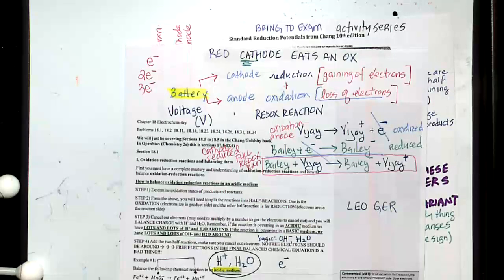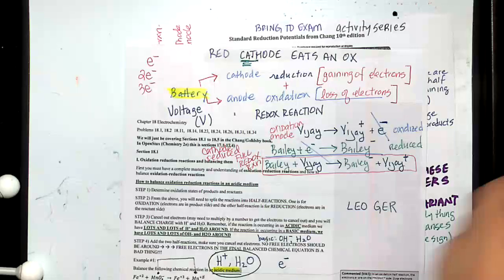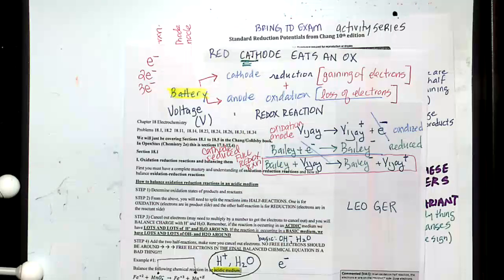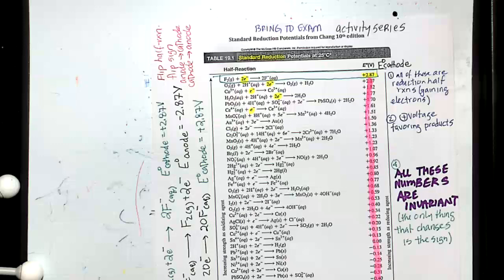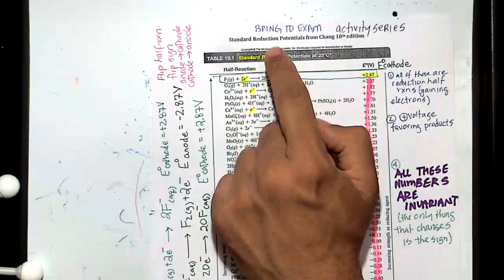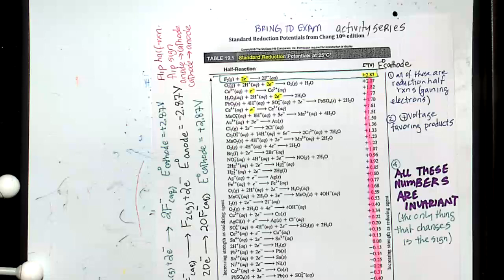Now there's a competition. I give it an electron. Who's going to get it? Is it going to be Bailey, or is it going to be Eric? That depends on the activity of Bailey, how much she wants this electron, versus the activity of Eric, how much he wants this electron. So all of these are ranked based on their ability to gain an electron, to receive an electron.